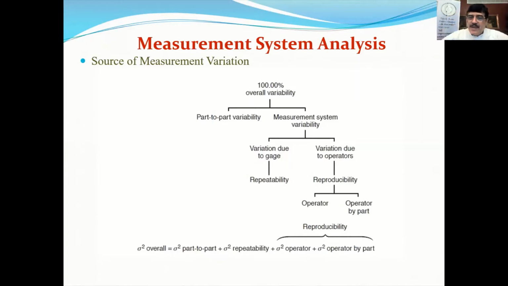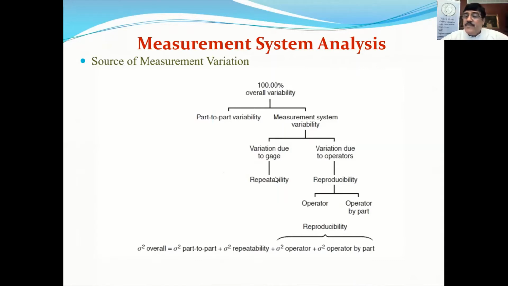And as you look at it here, we have the overall variability. Part of it is part-to-part variability, which is fine. This is what we want to measure anyway. But there is a measurement system variability, and this measurement system variability comes from two things: something called repeatability and another thing called reproducibility. And they're very simple concepts. This is why they call it gauge R and R, repeatability and reproducibility.